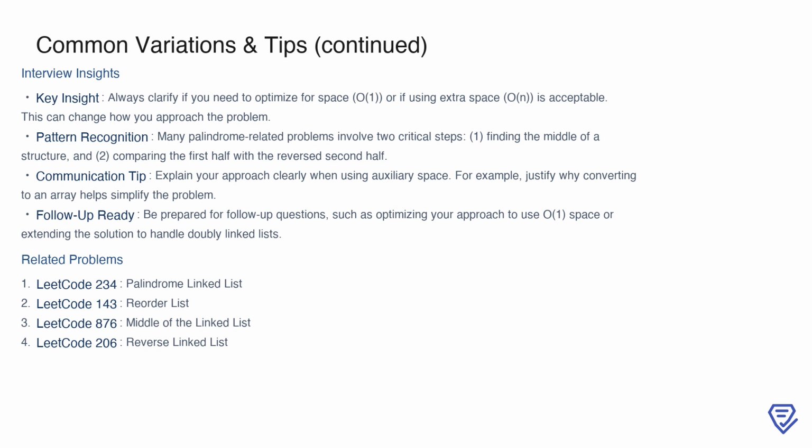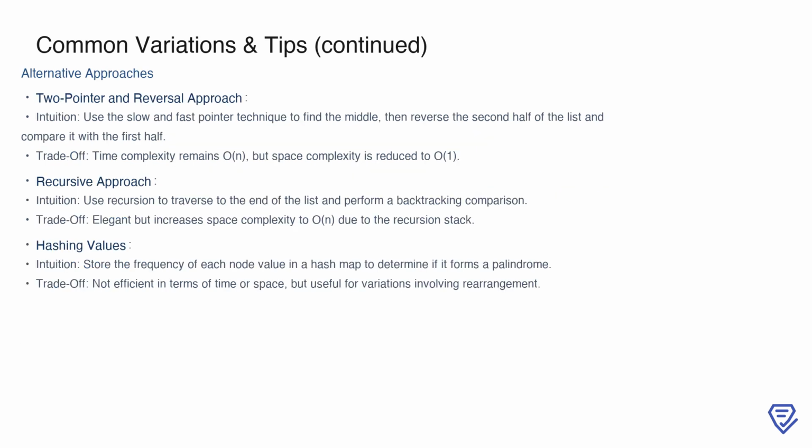Additionally, be ready for follow-up questions, such as optimizing your solution to use constant space or adapting it for a doubly linked list. Related problems, such as reorder list, middle of the linked list, and reverse linked list, often share similar techniques, so reviewing them can help you recognize patterns and refine your approach. There are also alternative approaches to solving the problem, each with its own trade-offs.